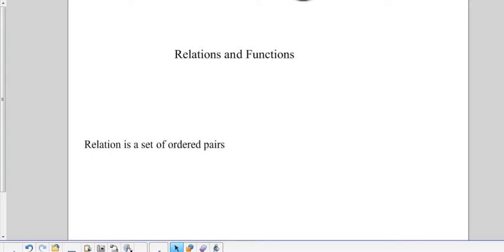Just like a relationship between two people, a relation in mathematics is a set of ordered pairs, right? X's and Y's, typically. They don't have to be X's and Y's, but typically that's what we do so that we can then graph them on the x-axis and y-axis. A relation is any set of ordered pairs. We'll get to the word function in a second, but a function is a special kind of relation.